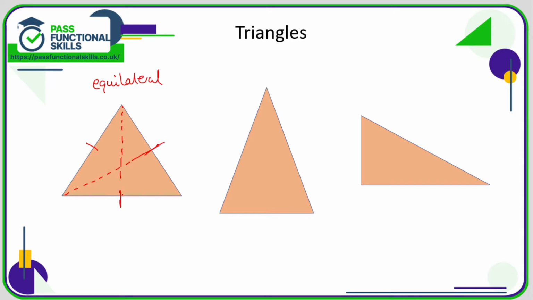Remember, if it's a regular shape, and the definition of a regular shape is a shape where all the sides are the same length, for regular shapes, the number of lines of symmetry is the same as the number of sides. So 3 lines of symmetry for an equilateral triangle.